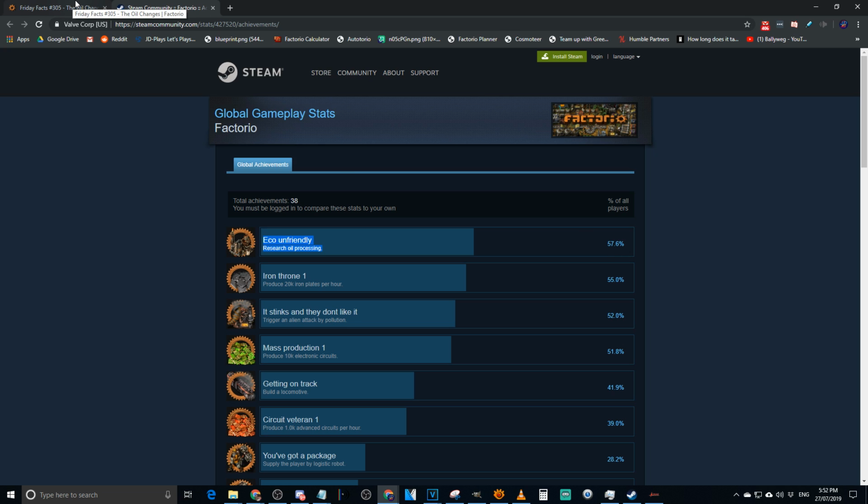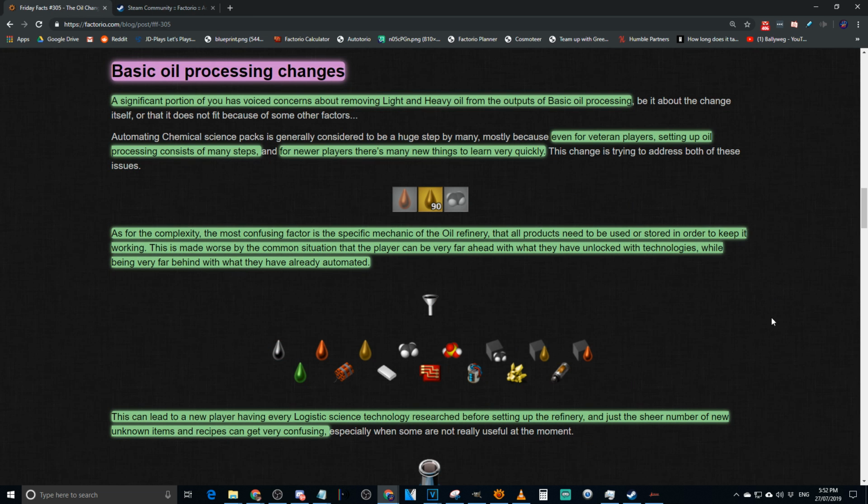Then it's 333 iron plate per minute. Iron thrown one. Which is how many belts? 1 yellow belt, I think. Is it really? Yeah, it's one. I think it's actually a half belt. Damn. So it's really not a lot.